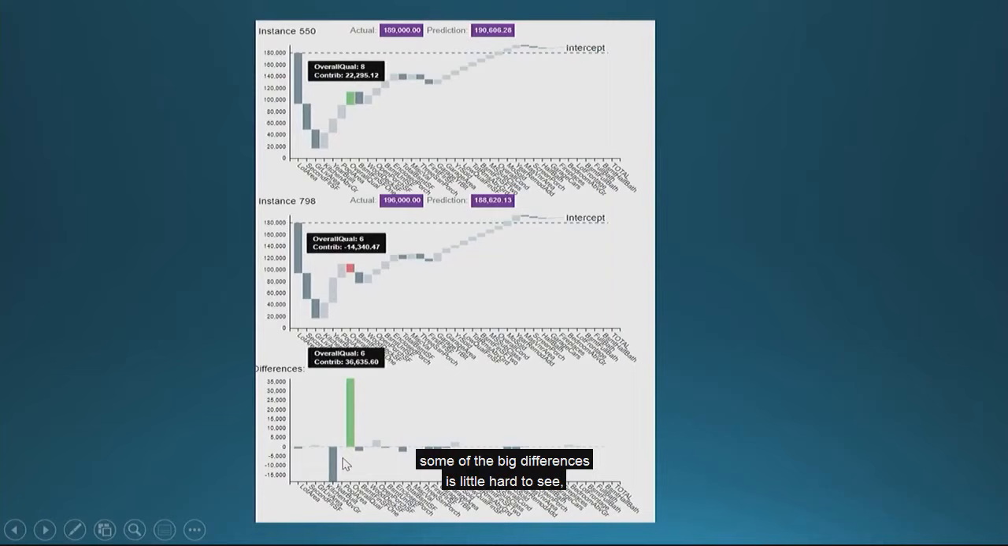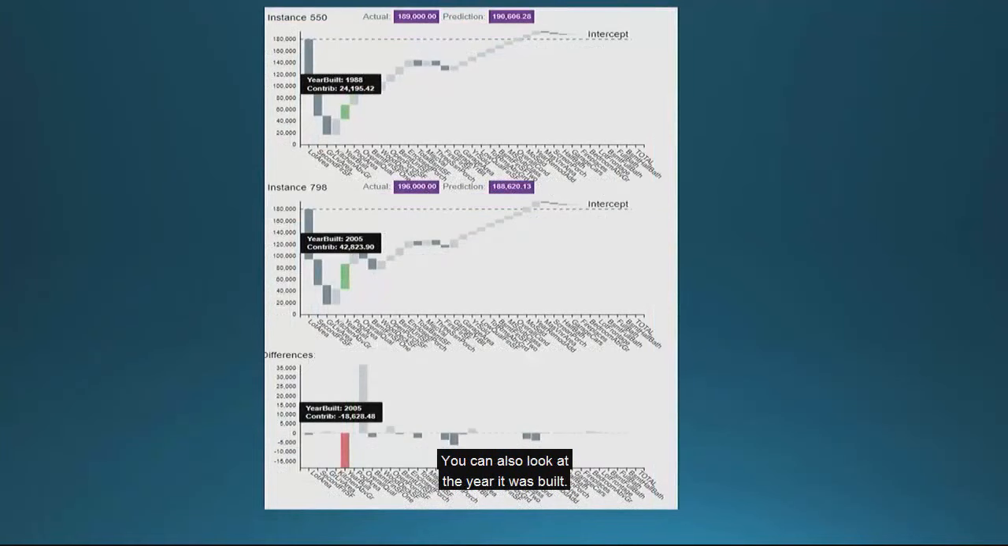The overall quality for this house was much better than the overall quality for this one. It was an 8 versus a 6. So this adds 22,000 and takes away 14,000 from that one. Again, that's an explanation for why these two houses were sold for different amounts. You can also look at the year it was built. That's another reason that offsets that. So you can see that these things all help understand the model.